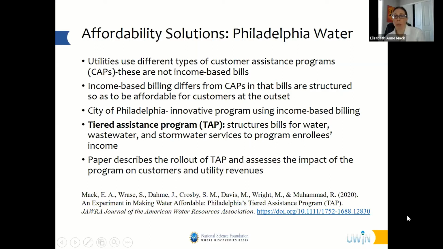There are actually some legal barriers to the types of customer assistance programs that utilities can offer consumers. So there are some restrictions in that sense. And this is something that the city of Philadelphia had to deal with first before they decided to move forward with income-based billing. And the name of their income-based billing program is the Tiered Assistance Program.